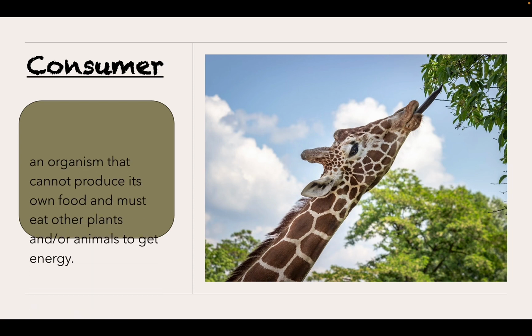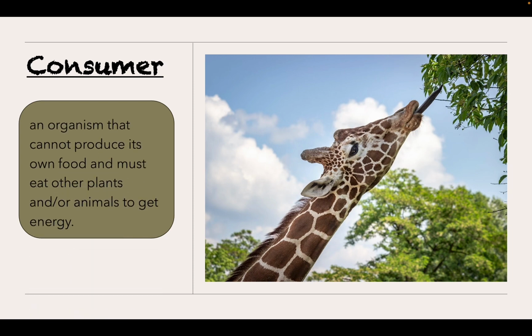Consumers are organisms that are dependent on the producers for their own food. For example, this giraffe is dependent on a tree. Other animals are dependent on plants, also on different other animals. We are also dependent on plants and other animals for our food. So we are consumers as well.